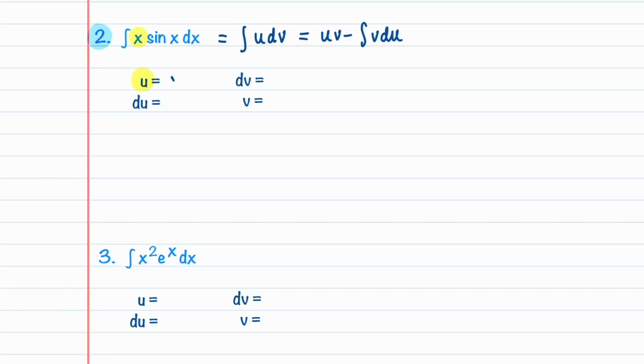So u is equal to x, and then our dv is going to be whatever's left over. And that is equal to sine x dx. We differentiate u, so that gives us du is equal to dx. And then on the right-hand side, we're going to integrate. So we have the integral sine x dx. That will be our v. And this is minus cosine x.